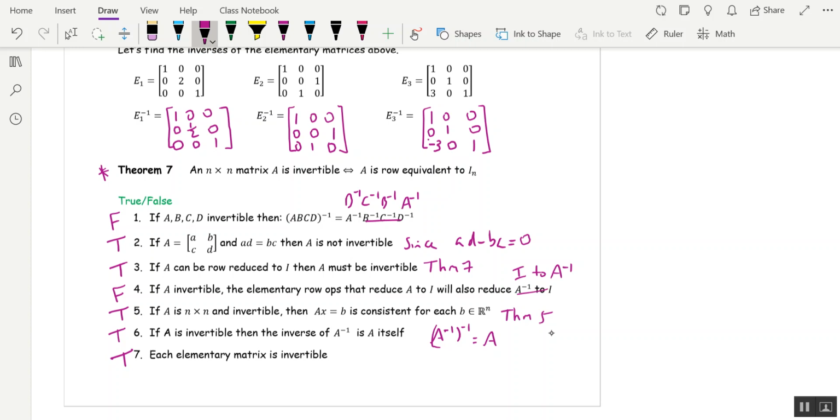Okay, and that's the end of this section. Next time we'll combine all these theorems together into one giant theorem called the invertible matrix theorem.